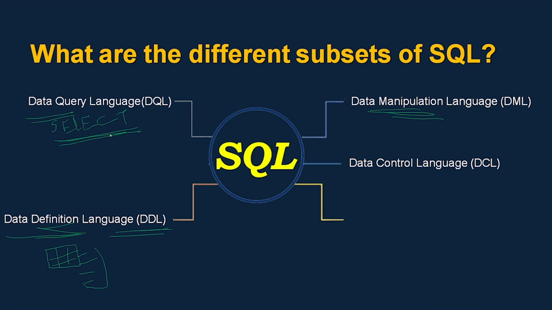But not everybody can access our database. That is managed by data control language. We give access or revoke the access from the user. So at that time we use grant and revoke.